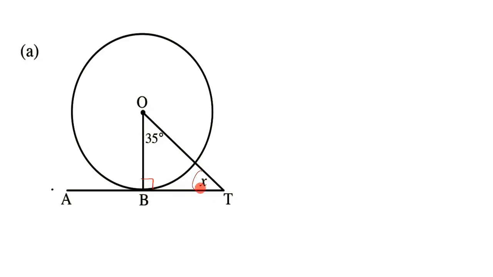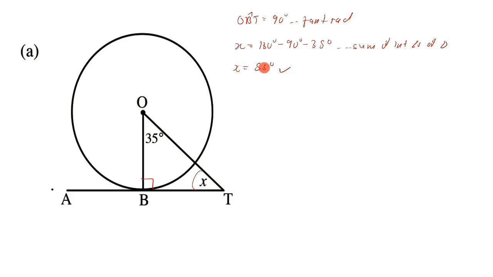So in order to find the value of x, we can use the sum of interior angles. But then let's first start by saying angle OBT should be equal to 90 degrees, and the reason is tan perpendicular to radius. Now, to find our x, we'll say x is equal to 180 degrees minus 90 degrees minus 35 degrees, and the reason is sum of interior angles of a triangle. Then x is equal to 55 degrees.